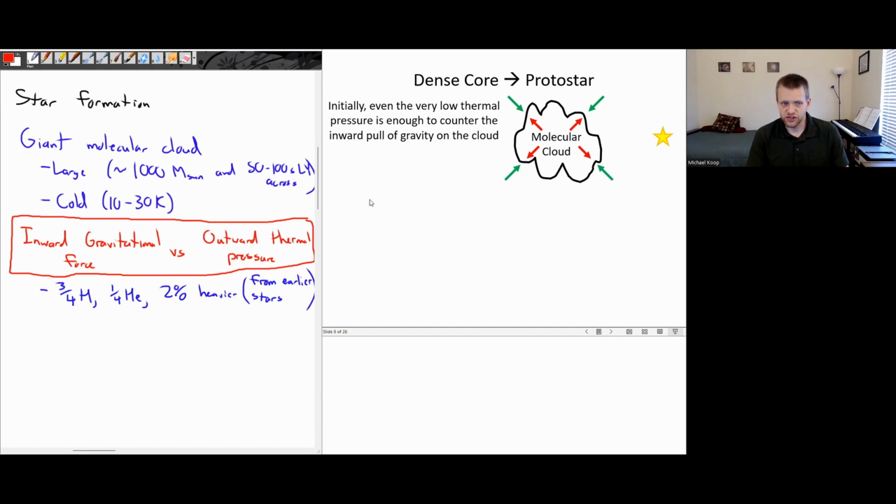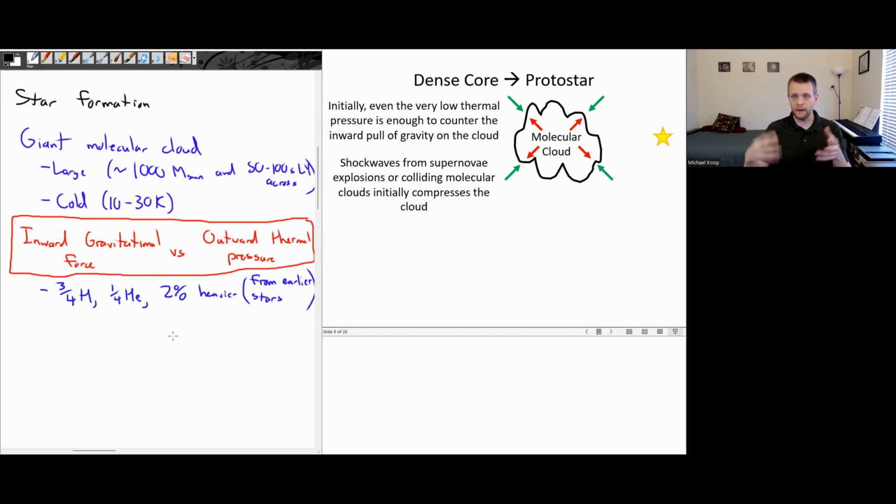But let's say there's some kind of disturbance. There's some kind of disturbance like a shock wave from a supernova, or two of these clouds colliding with each other. We're going to talk about how when galaxies collide with each other, that triggers a lot of star formation for exactly that reason. But in terms of this process, let's say there's some disturbance to the cloud that starts collapse.